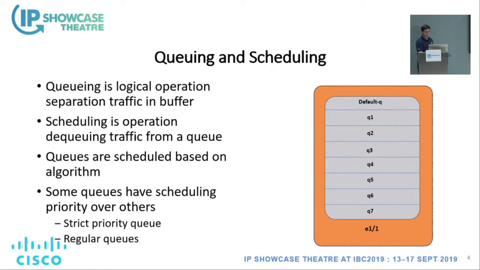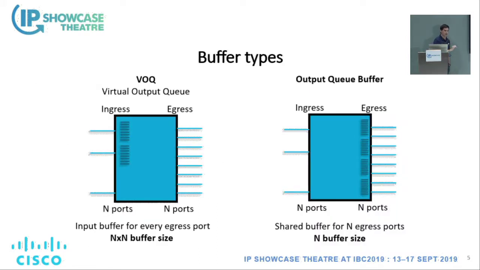With this, let's talk about buffer types. As I mentioned, where the buffer is used, how queues are present in the buffer, in the memory itself, how we divide that physical memory into logical pools. And then let's see how the buffer looks from the memory perspective. There are two types of buffer. The first one is called VOQ, which means virtual output queuing.